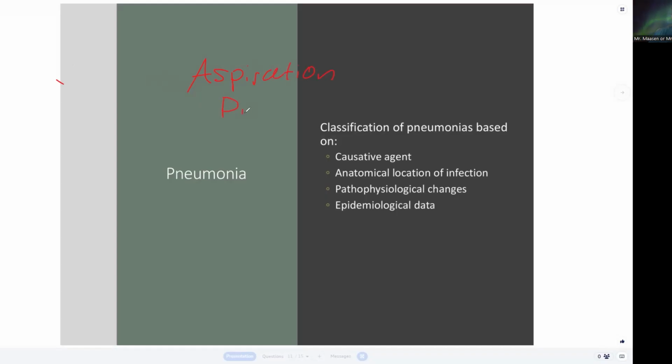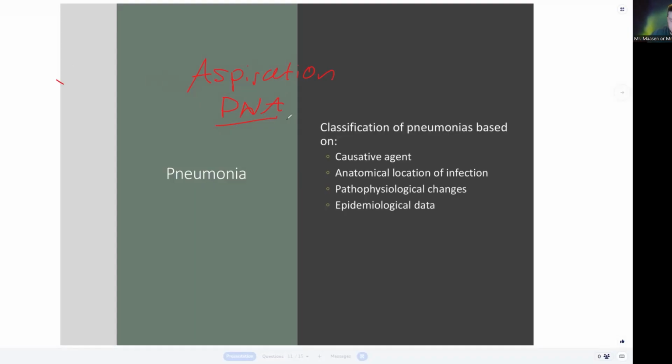So if you've never heard of it, a lot of people shorthand pneumonia like this, PNA. I don't think that's an approved abbreviation, but I'm going to use it right now to save time. But aspiration pneumonia. If you don't know that word aspiration, I would say this is need to know.